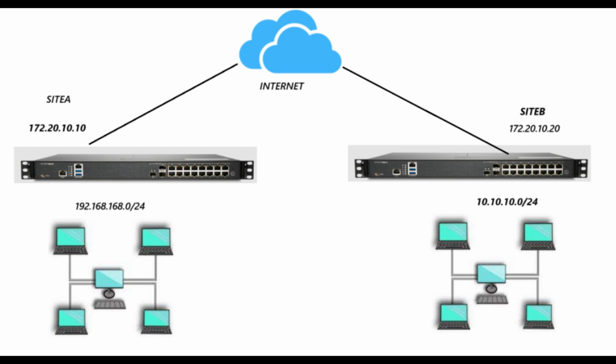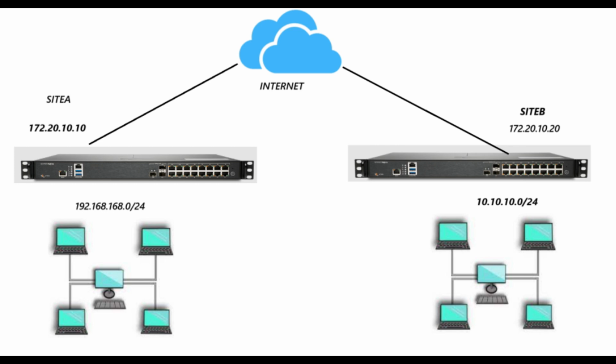So with this, we have 172.20.10.10 for site A, and for site B is 172.20.10.20. The LAN part for site A, we have 192.168.168.0/24. For the LAN part of site B, we have 10.10.10.0/24.